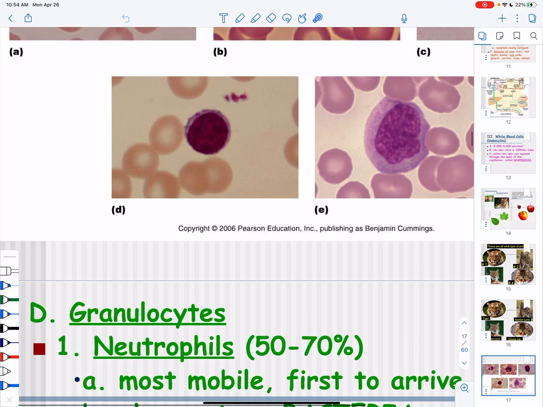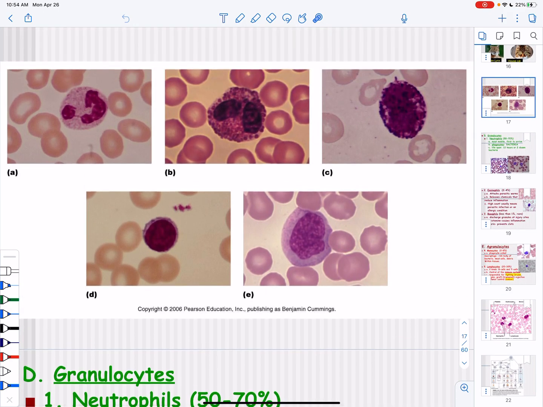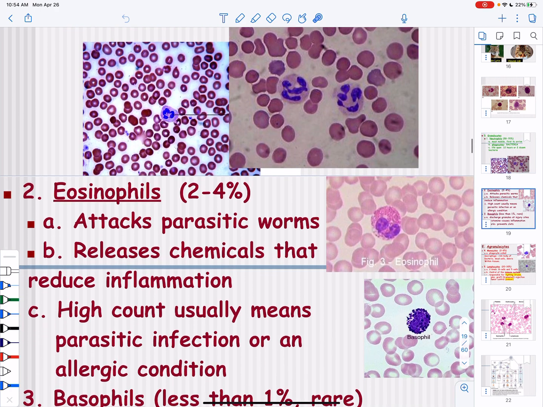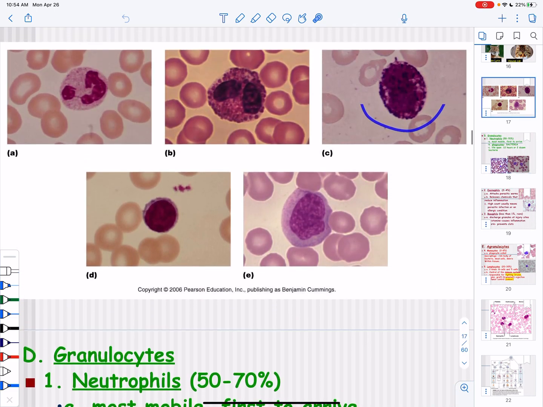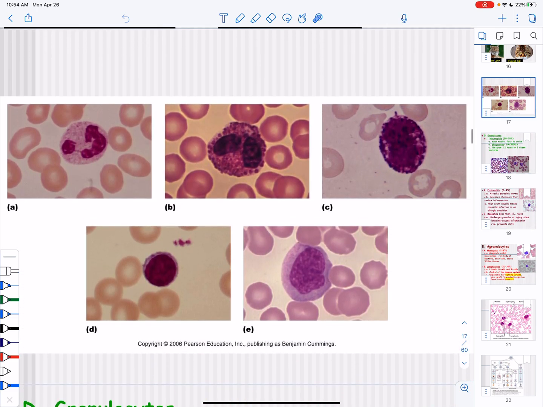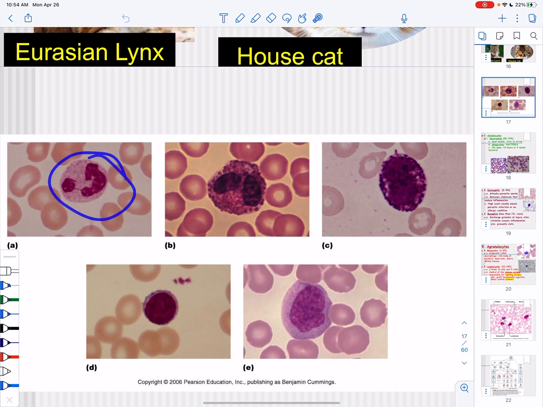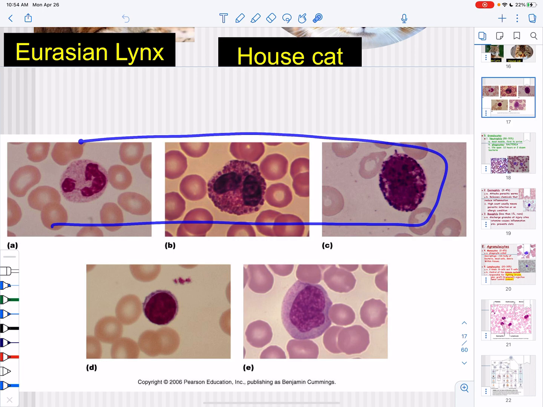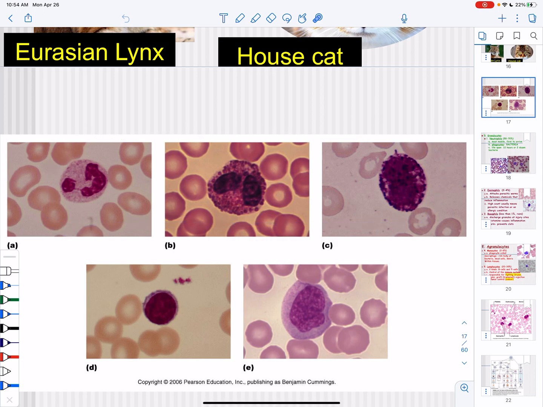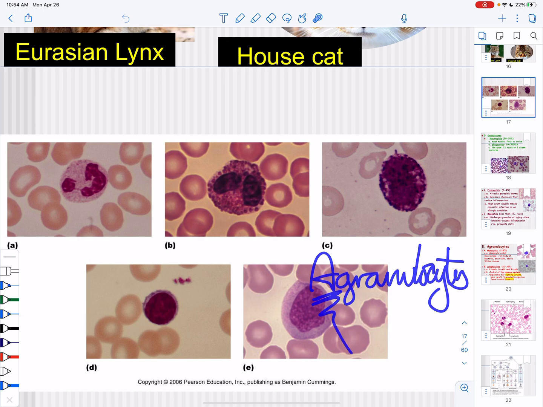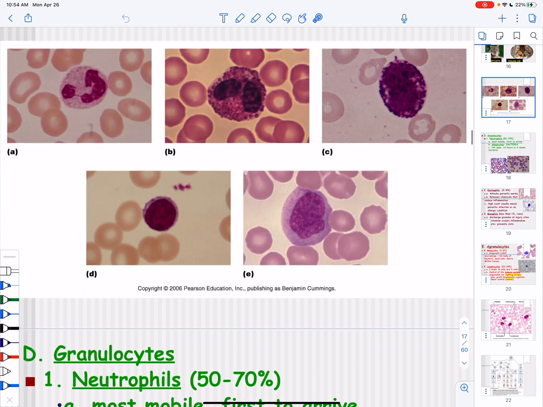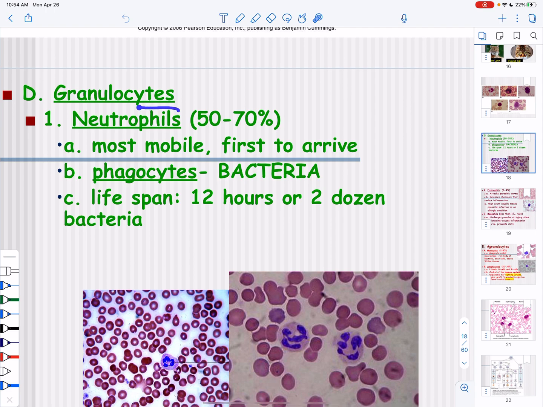So there are granules here, and there are granules here, and the neutrophil, and there are granules here. The top 3 are granulocytes. And then these down here do not have granules. D and E do not, which we call agranulocytes, because the A means does not have, okay? So there are 3 different types of granulocytes.